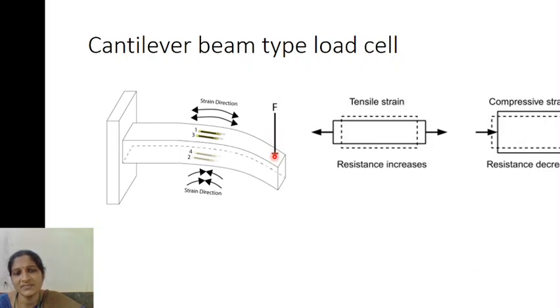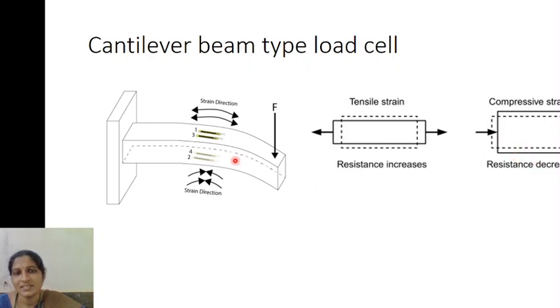At this end, if you apply force, strain gauges 1 and 3 will have tensile strain. That means they will be expanding. As they expand, the length is increased, so the resistance increases. Whereas the downward strain gauges 2 and 4 will have compressive strain. That means the length is decreased, so the resistance is decreased.